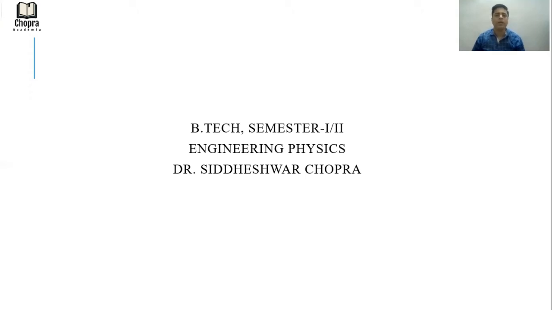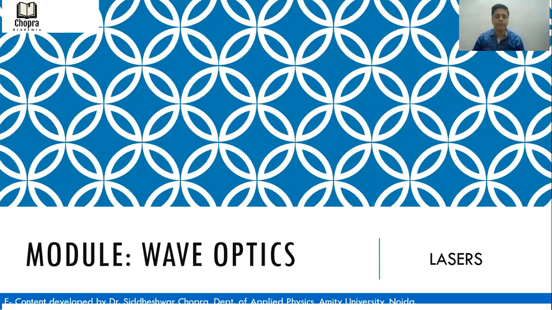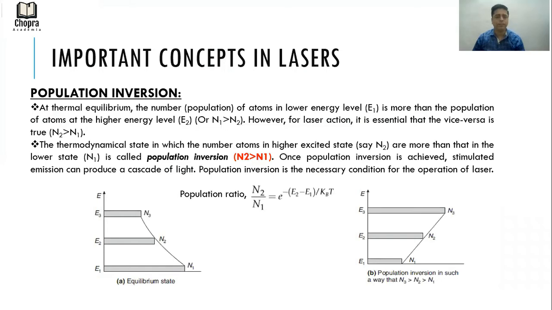Now, what is meant by population inversion? At thermal equilibrium, the number of atoms, called the population, in the lower energy level E1 is more than the population of atoms at the higher energy level E2, or we can say N1 is greater than N2. This is part A of the figure, the equilibrium state. You see N1 has a very high value compared to the higher energy states. So this is the thermal equilibrium state.